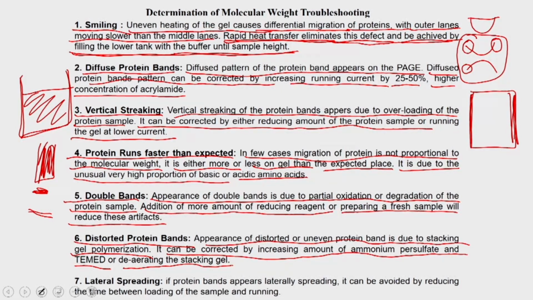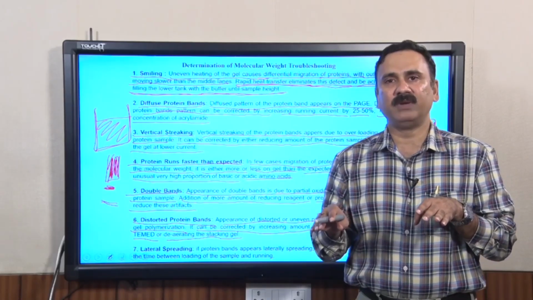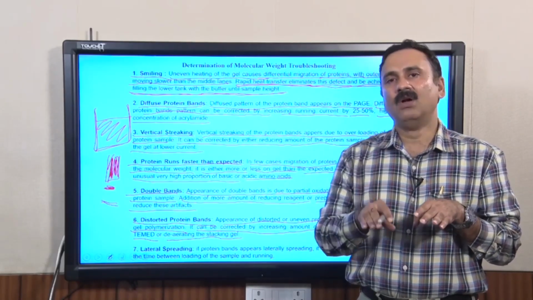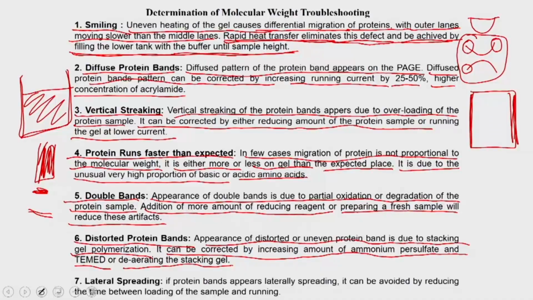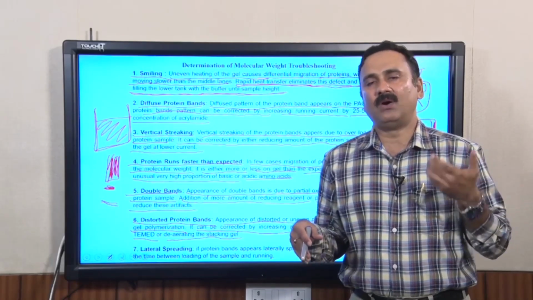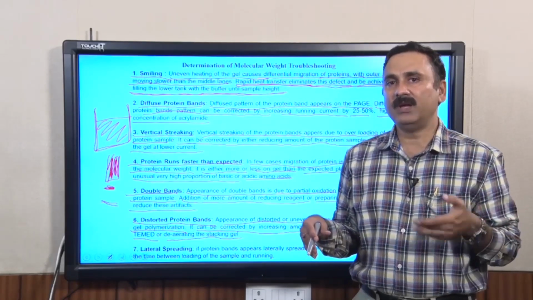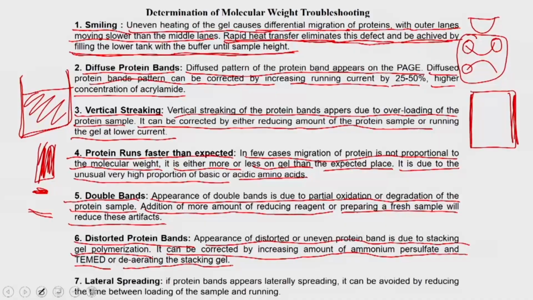So, to correct that you have to add more TEMED and APS, so that the polymerization is uniform and correct for the stacking gel. Or you can also remove the air from the stacking gel solution. When you degas the stacking gel, the polymerization is also going to be better compared to the previous conditions. Then we have lateral spreading. Lateral spreading is when the protein bands appear to spread laterally, which means suppose this is your lane, the protein is spreading like this.